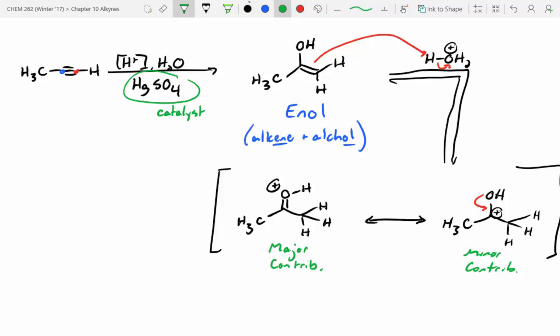And then we've got water floating around. Oop. And this water can do a proton transfer and pluck off a proton from up top.